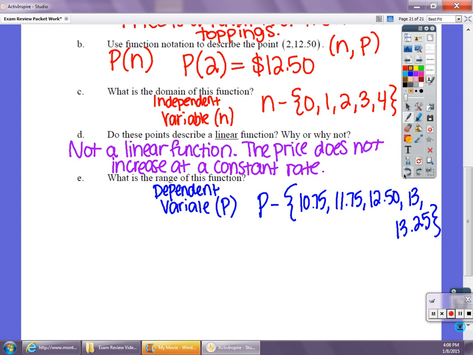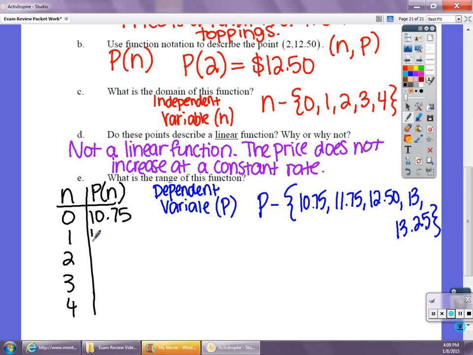If we made a table for this function, we would see that the number of toppings, 0, 1, 2, 3, 4, each had a match in their range values: 10.75, 11.75, 12.50, 13, and 13.25. So one hint when you're looking for domain and range on your exam, you could always make a table of values, and that can help you out if you're a little unsure there. And I believe that is the end of question 20.